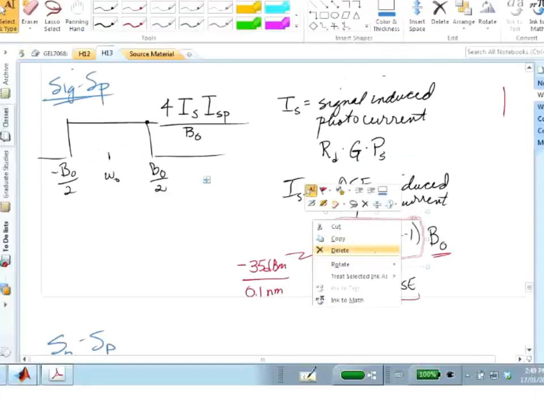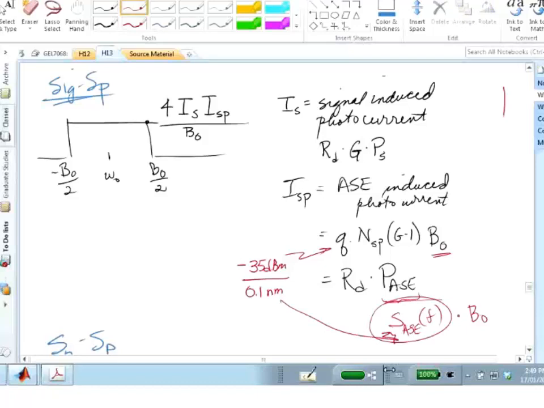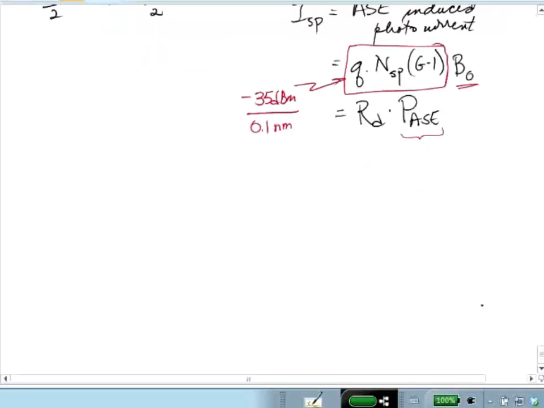So let me just get rid of that now. Instead, what it refers to is this as S_ASE of f times B0. So the power is both of these, and this refers to the power spectral density. NSP is a characteristic of the amplifier. It's typically in a range from 1.4 to 4. For our purposes, we're going to use some very simple characterization of the ASE noise.